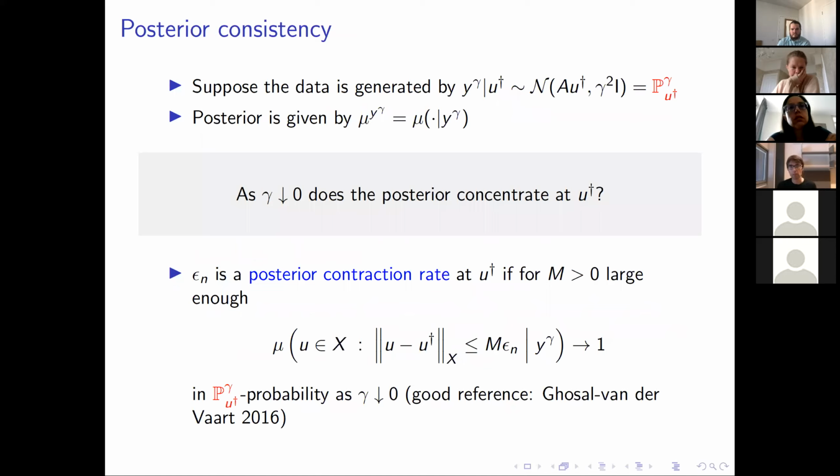So now suppose that our data is generated by some ground truth that I call U dagger. So in that case, I know exactly that my data has some kind of true distribution that I will call with this probability measure here, the likelihood measure. And suppose my posterior, the Bayesian posterior, is given by this quantity here. So what happens when the noise goes to 0?